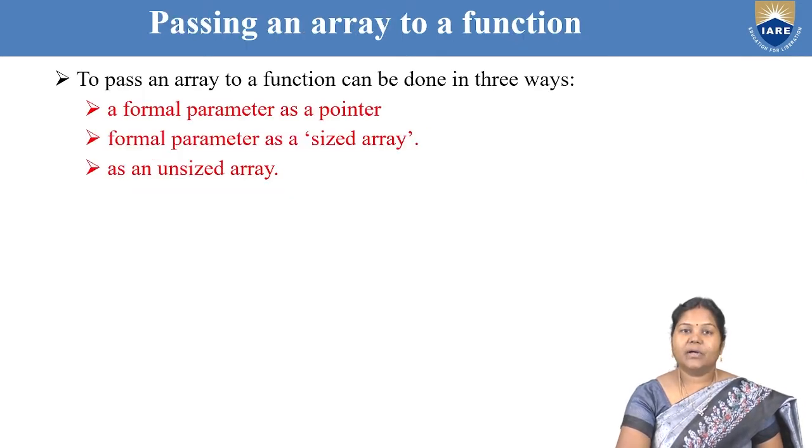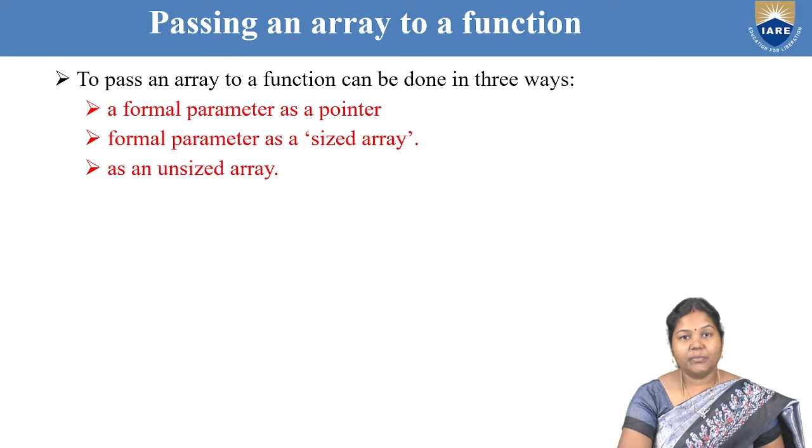Now, let us talk about how to pass an array to a function. If you want to pass an array to a function, there are three ways. One is a formal parameter as a pointer. When you pass an array, you are actually passing the address of the array. So, the address of the array can be received at the function side as a pointer.